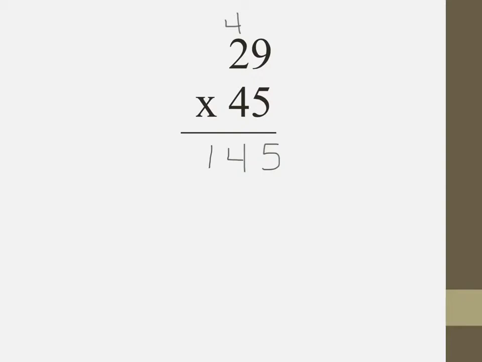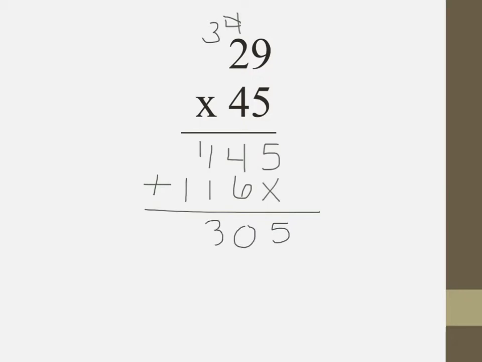Now we're going to put that X to show that we're moving over to the tens place. 4 times 9, 36, carry the 3. 4 times 2 is 8, plus 3 is 11. Now we'll add this. 5, 0, carry the 1 is 3, and 1. So 1,305. How did you do?